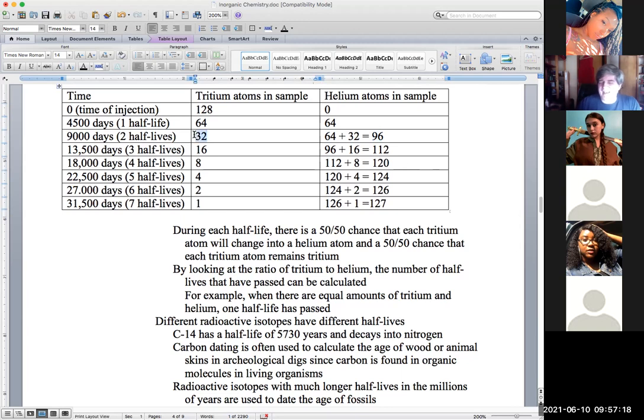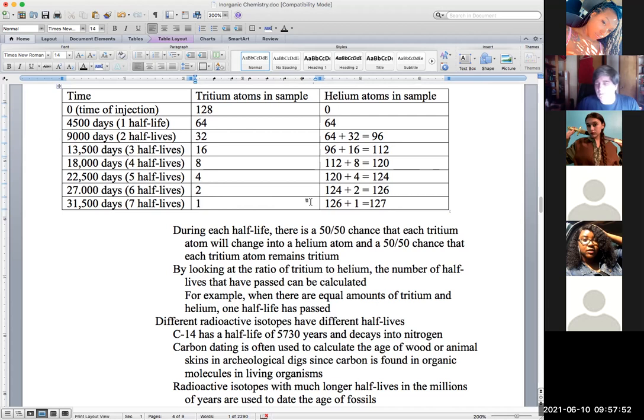Now for the next half-life, we start out with 32 tritium atoms, and during this half-life, 16 of those change. So now we're down to only 16 atoms of tritium. We're up to 112 atoms of helium. And notice every time we go through another half-life, we cut our number of radioactive hydrogen atoms in half, and we add that same number of atoms to our helium sample. Now, notice eventually we get down to 1 atom.